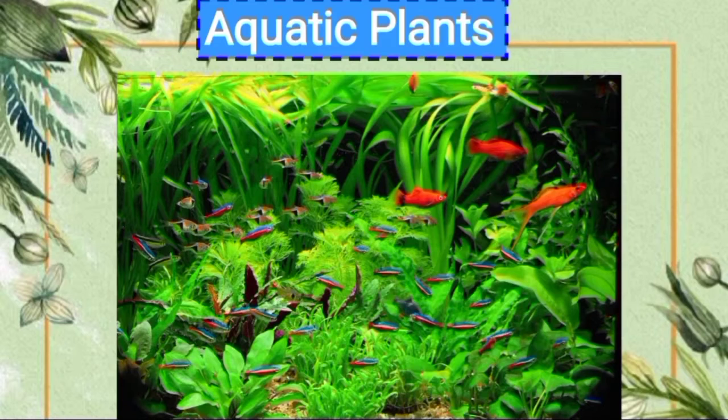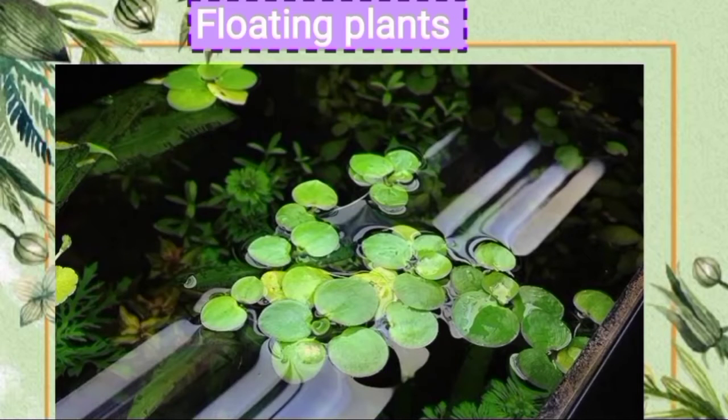Now, after understanding terrestrial plants, let's understand the second type, aquatic plants, which means plants that grow in water, and they are of three main types: floating, fixed and underwater. So let's understand floating plants. Stems of floating plants are light and spongy so that they can float on water.